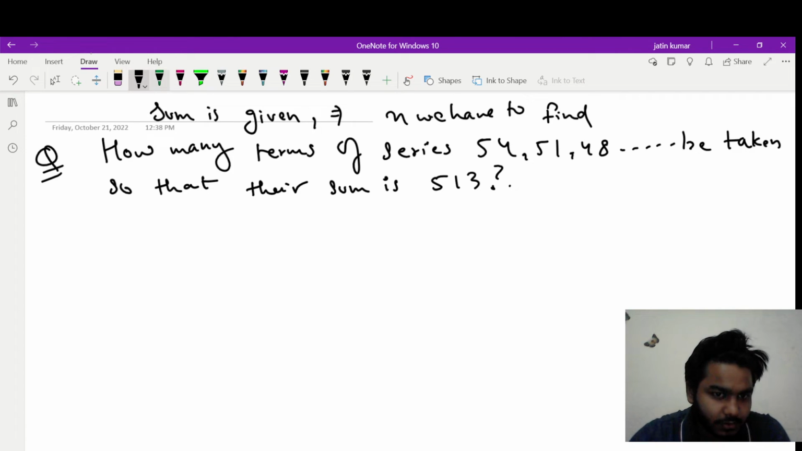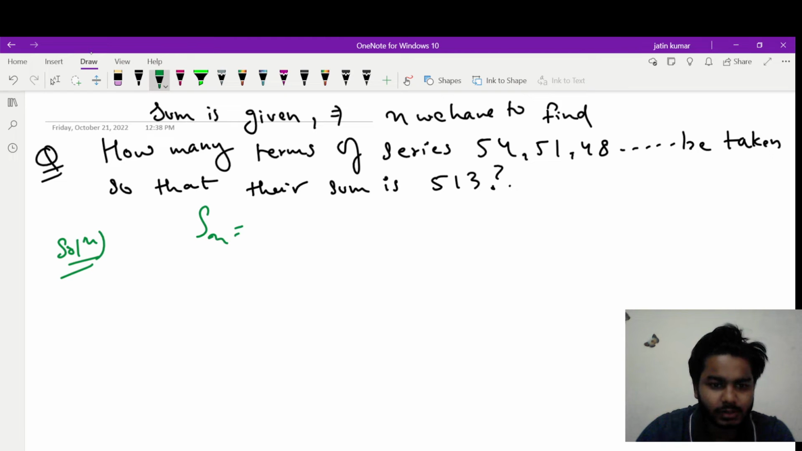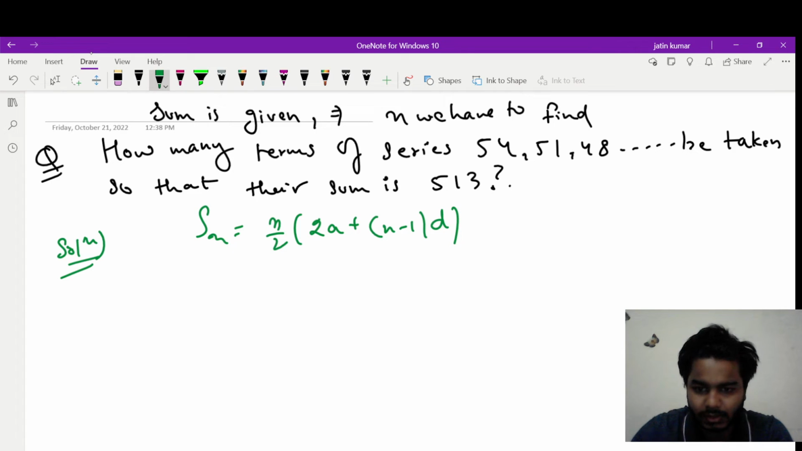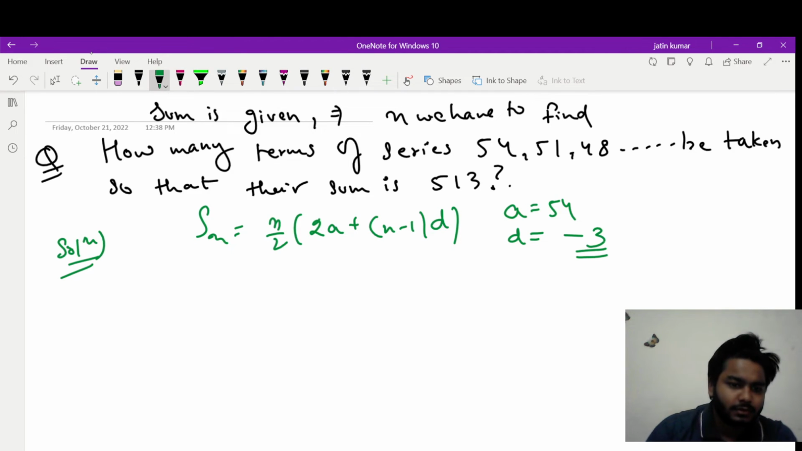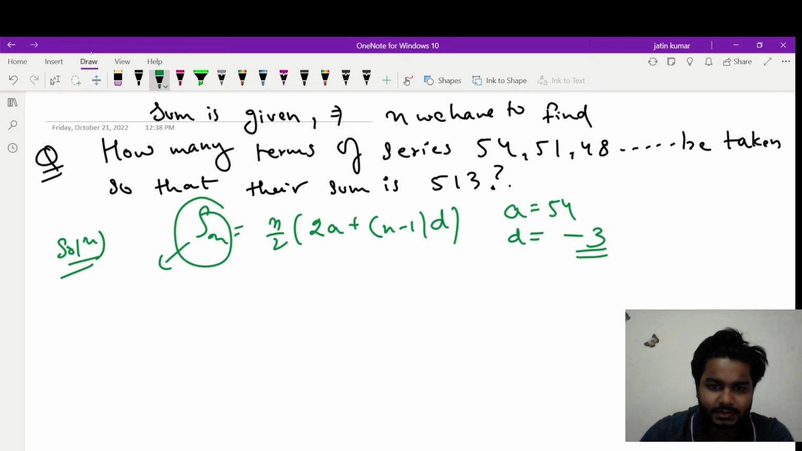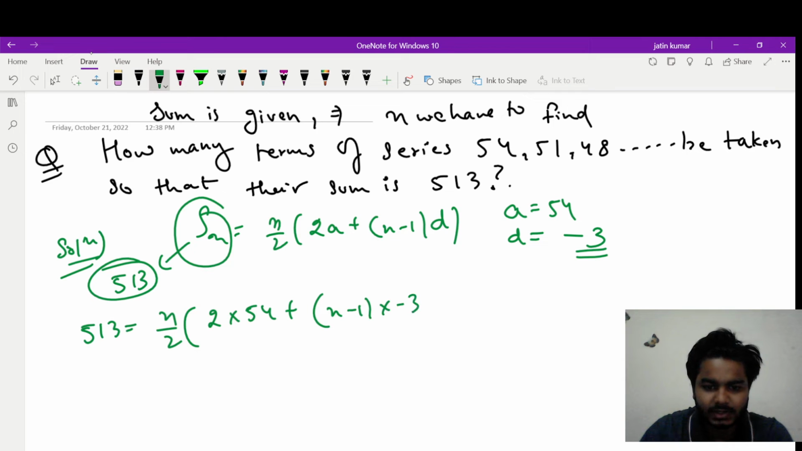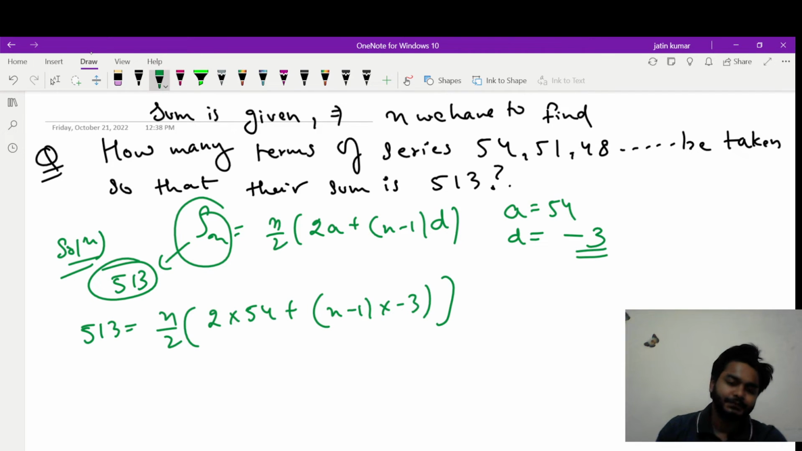Okay, so how will we do this? Apply the formula again. We have the formula Sn is equal to n by 2 into 2a plus (n minus 1) into d, and you will get the value of a as 54 and d as 51 minus 54, which is minus 3. And the sum we are given, the sum is 513. So 513 is equal to n by 2 into 2 into 54 plus (n minus 1) into minus 3. Okay, solve this.